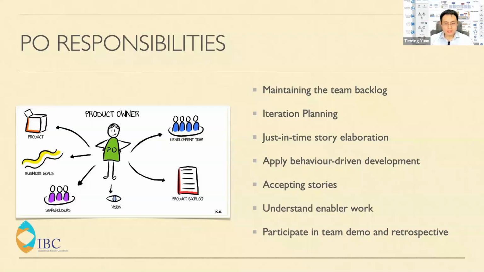And we must understand what enabler work is. For example, for one user story to be completed, you need to do something before. When you need to build an app, you need to set up the coding environment first. So there's pre-work, the infrastructure and the system, that needs to be done before you go on to build the app. And product owners participate in team demo and retrospective. So the baby of a product owner is the user stories and the team backlog.